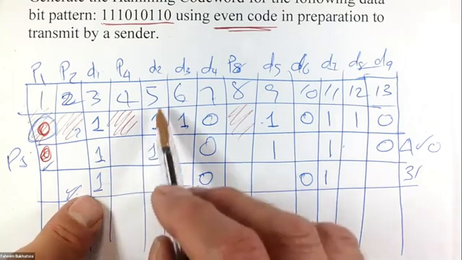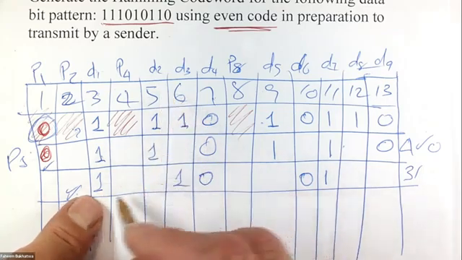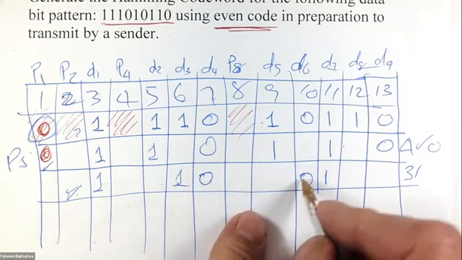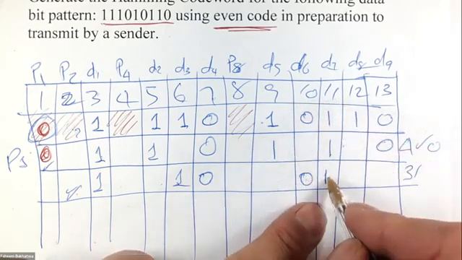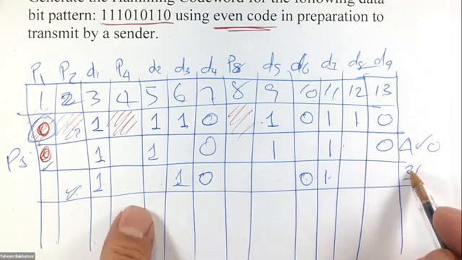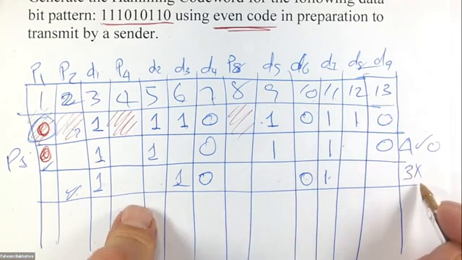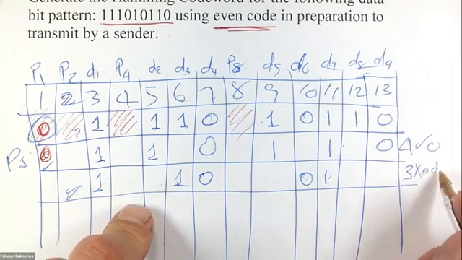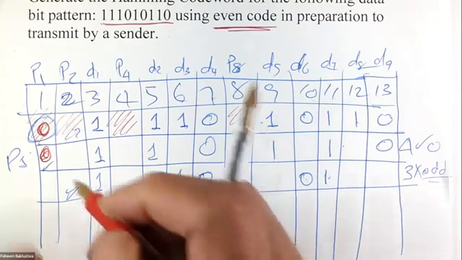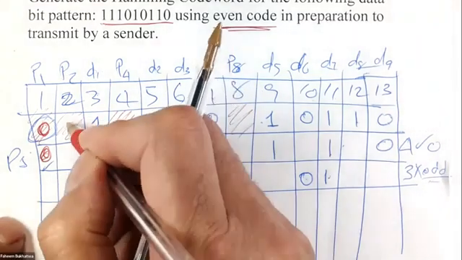0, 1. And then 5 and 6. No, 6 and 7 is 1 and 0. And skip 8 and 9 and go 10 and 11, 0, 1. And skip 12 and 13. So there are 3. And because they are odd, in order to make them even, we need to make this one a 1 as well. So we put 1 there.